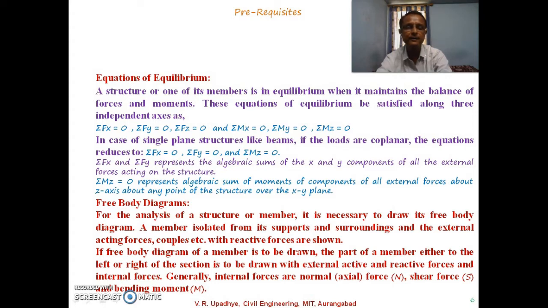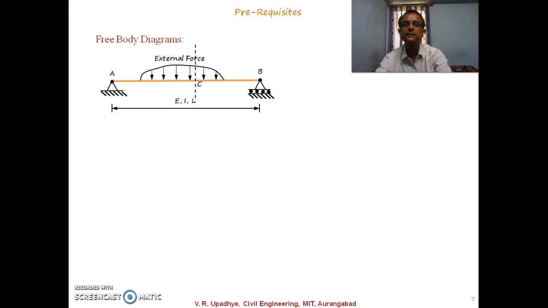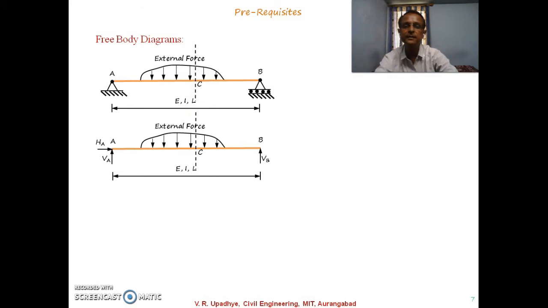Generally, at a particular section, there will be internal forces which are normal force, which is axial force, the shear force and the bending moment. So we will go through the diagram regarding this. Suppose you have a simply supported beam as shown in this particular diagram and a section in between at point C over here. And if I want to draw a free body diagram for this part of the complete beam, so if I am taking section over here at C and if I am considering this part from support A up to point C, then the free body diagram may be something like this.